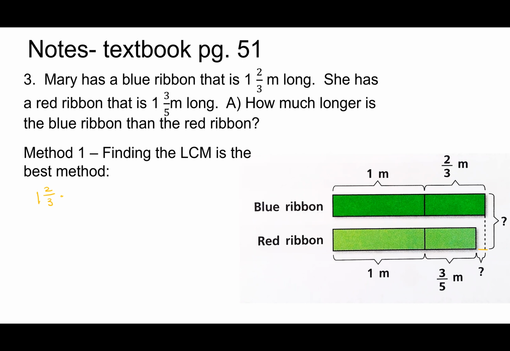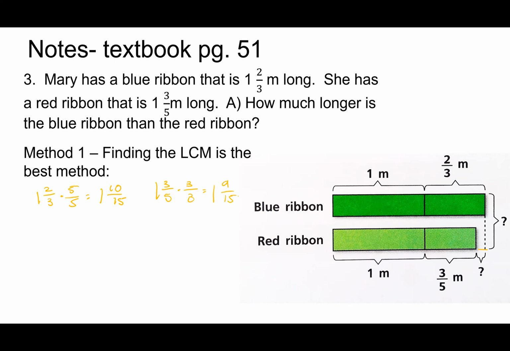So let's go ahead and multiply that 2/3 times 5/5. And we're going to get 1 10/15. And then let's multiply 1 3/5 times 3/3. And we're going to get 1 9/15. Alrighty, help me set this up. We are subtracting the red ribbon from the blue ribbon. Which number comes first, 1 10/15 or 1 9/15?